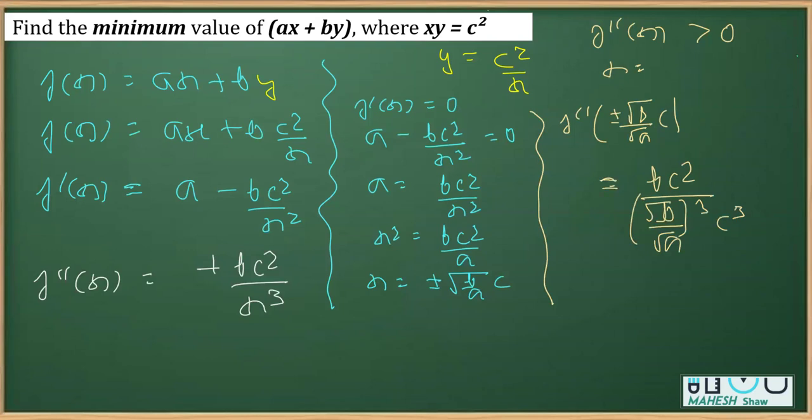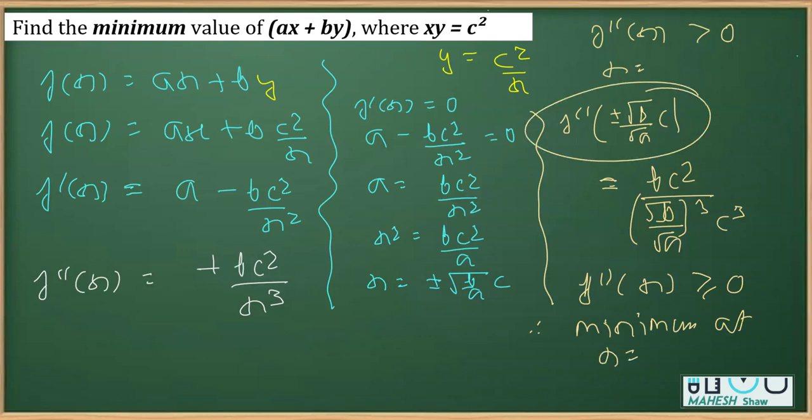Now we know that f double dash x in this case is coming as greater than 0. As you can see, these are positive values here. These under roots have to be positive. Therefore, we'll say that there is a minimum at x is equal to this. Where x is equal to the value of x we found.